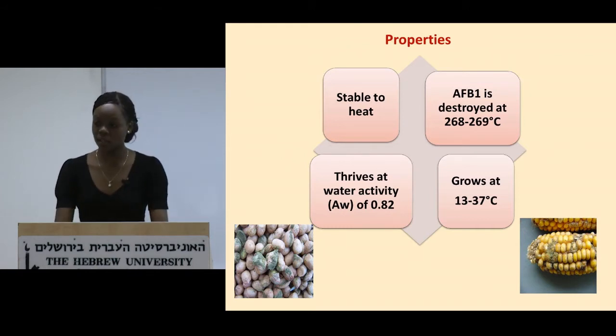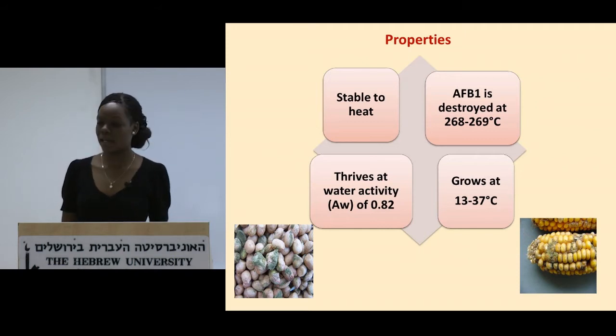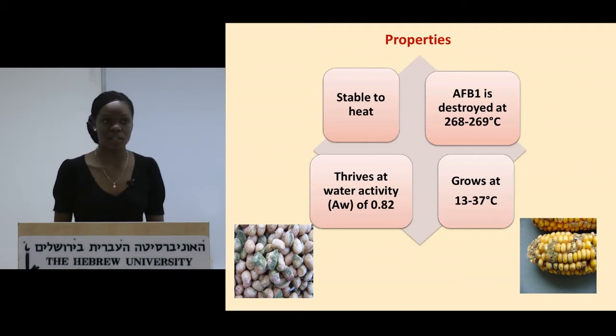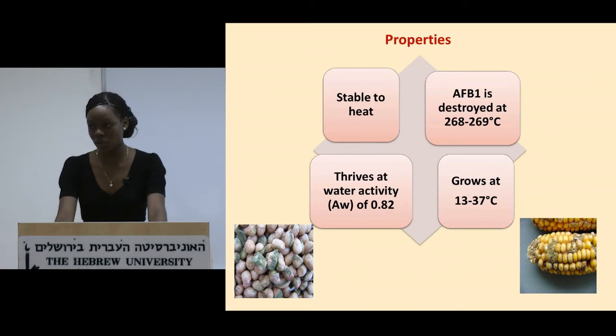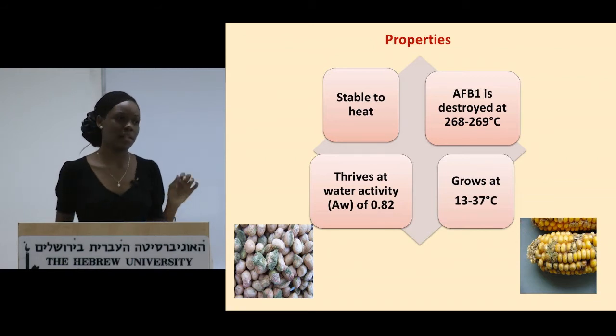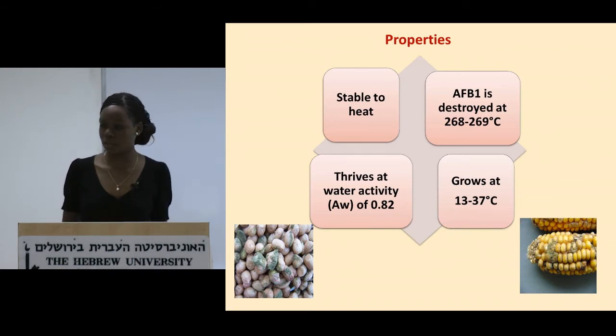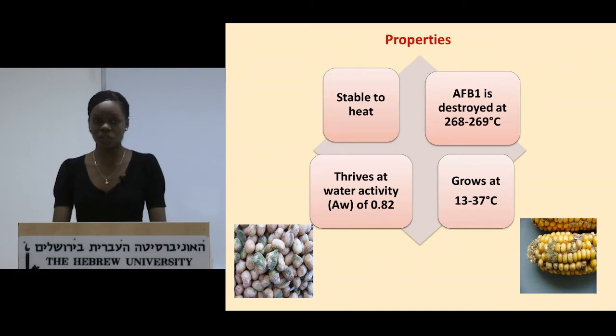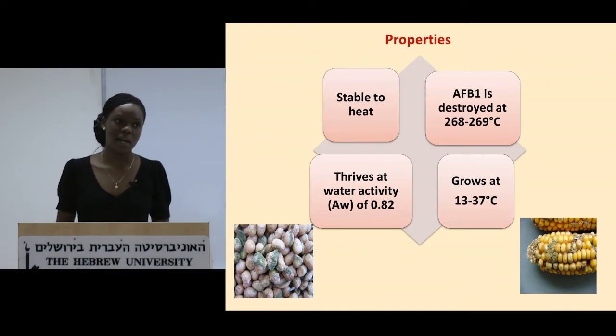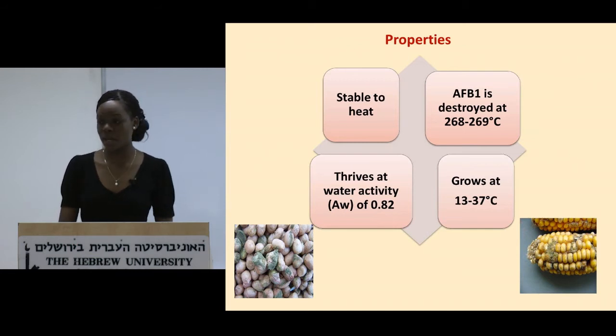Furthermore, aflatoxin thrives well at a low water activity of 0.82. Therefore, it requires a very small amount of moisture to thrive, and at the same time, it grows at 13 to 37 degrees Celsius. These are favorable temperatures even at room temperature. Therefore, aflatoxin can easily grow anywhere.